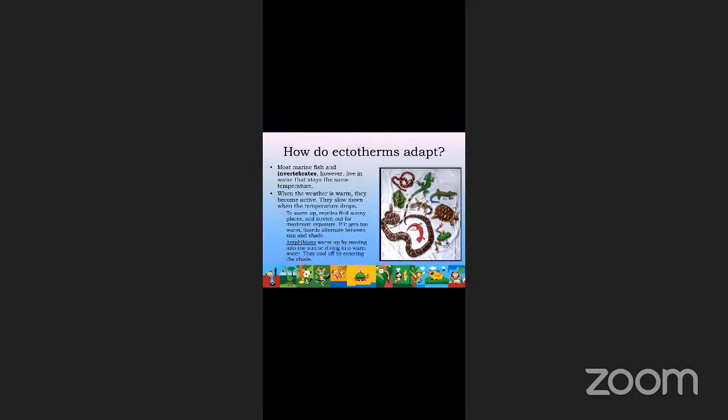And how do these ectotherms adapt? Here you have marine fish, that means those which are there in the oceans, and invertebrates. So they live in water, and we are looking at how they get their temperature. Usually these fish or invertebrates stay in the same temperature in the ocean. And when the weather is warm, that means during summer seasons, the weather will be warm and the water will also become warm.